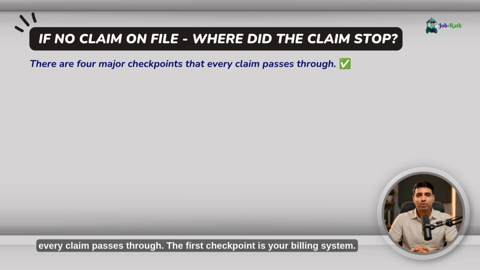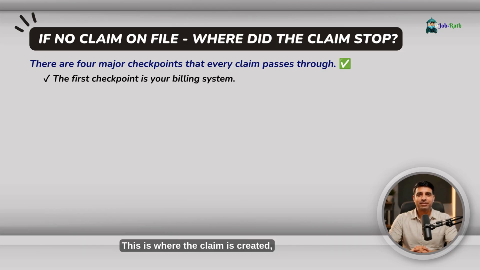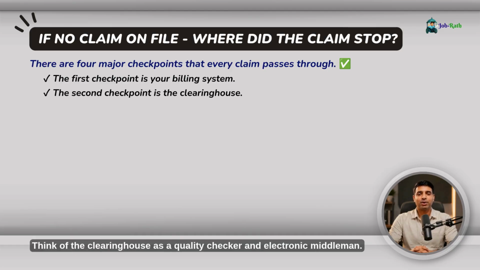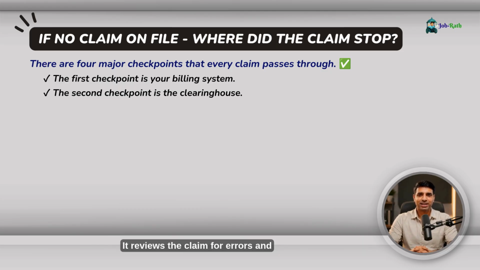The first checkpoint is your billing system. This is where the claim is created, reviewed, corrected if needed, and prepared for submission. The second checkpoint is the clearinghouse. Think of the clearinghouse as a quality checker and electronic middleman. It reviews the claim for errors and then forwards it to the correct payer. The third checkpoint is the payer's electronic gateway.